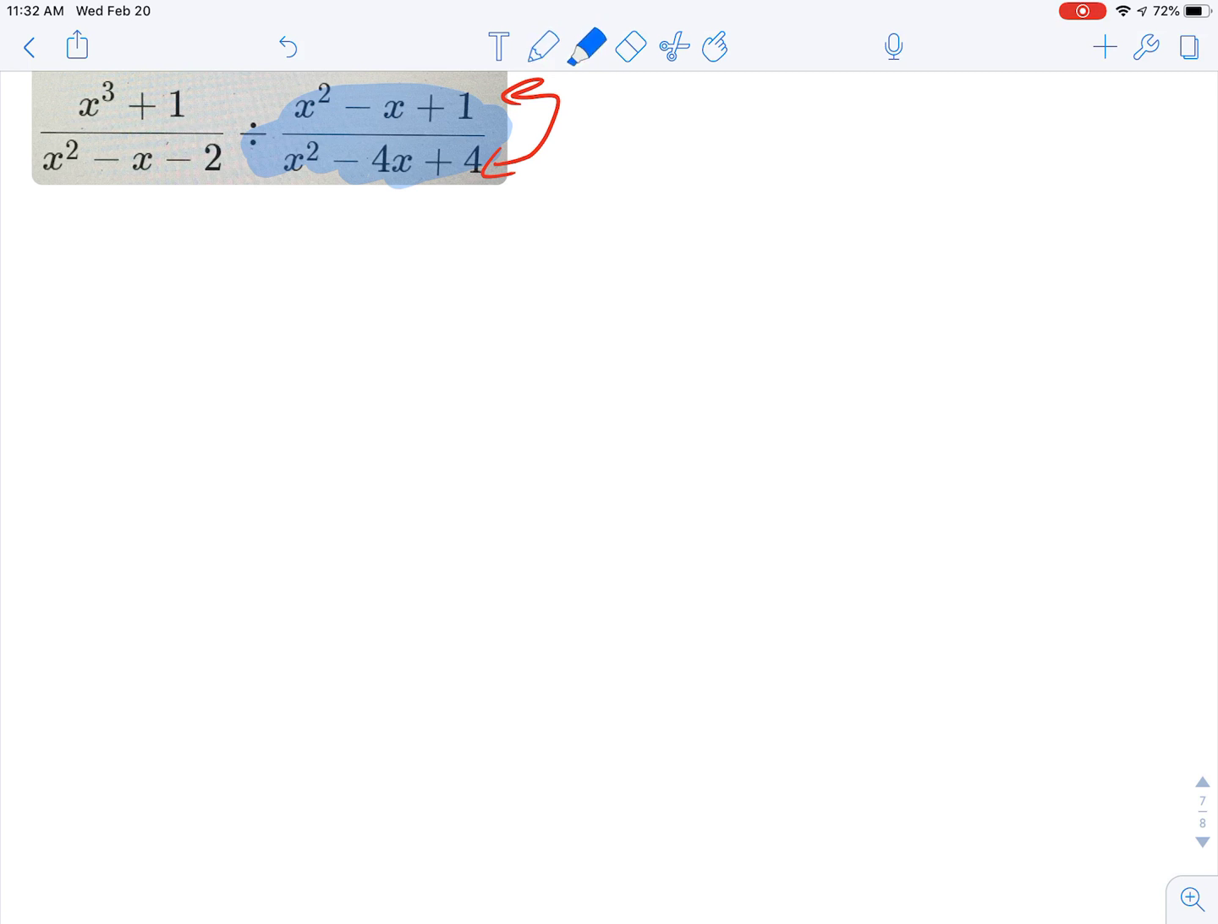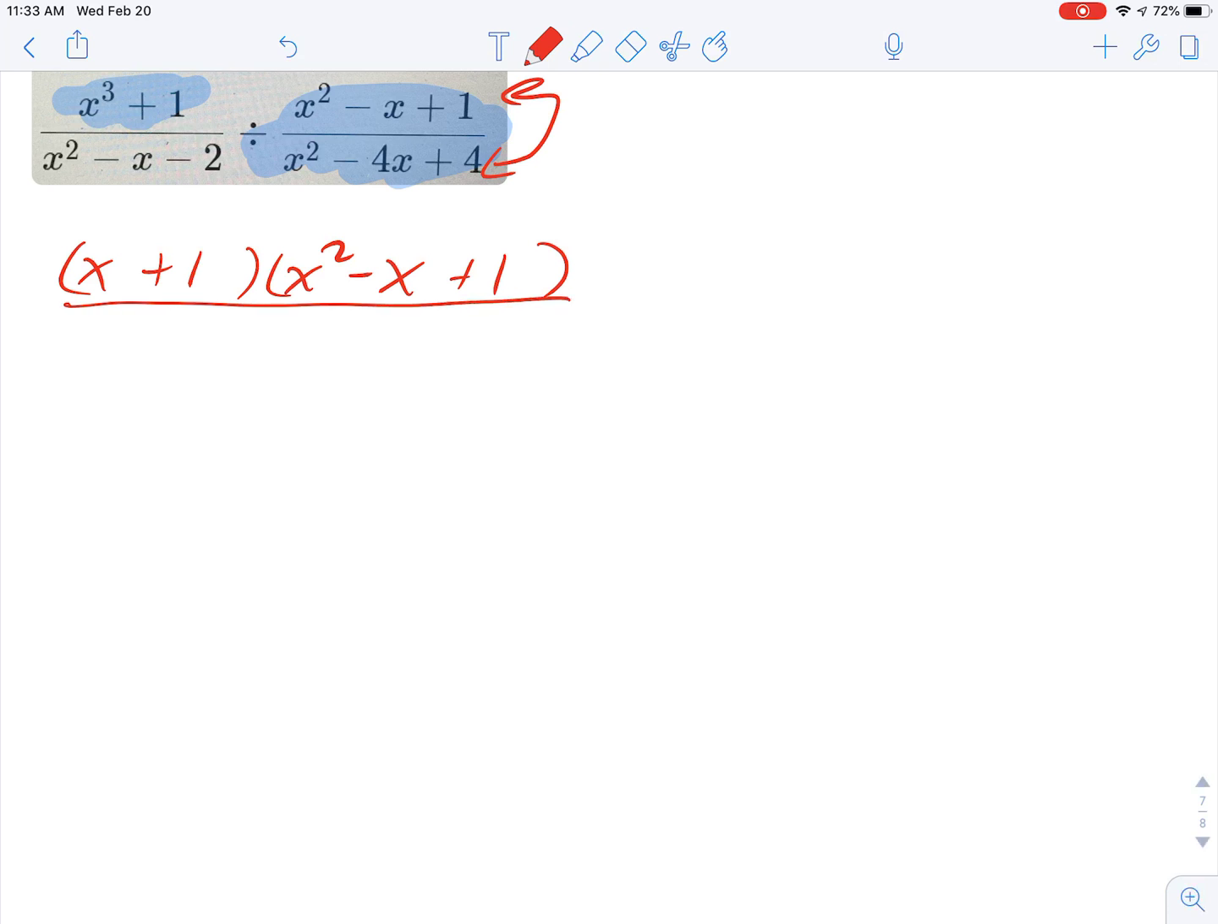All right, so let's start with the x cubed plus 1. That's a sum of cubes, so you should know how to factor that. That's an x plus 1, and then an x squared minus 1x plus a 1. Denominator, x squared minus x minus 2. This one here, that's a pretty easy x minus 2 times an x plus 1. Now remember, I'm multiplying and flipping, so I'm being careful here.